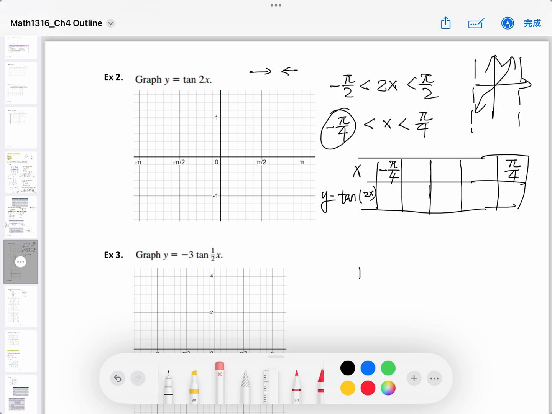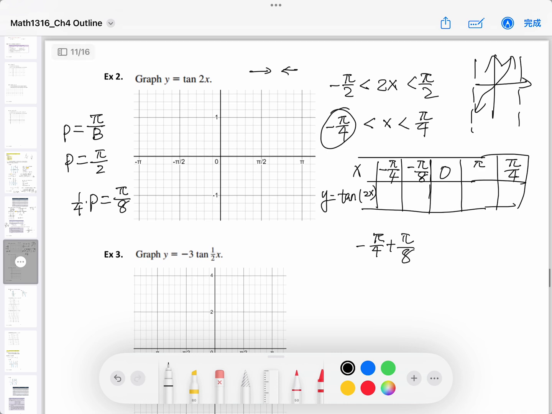So what is the period? Do we know? Yes, the period is P equals pi over B. B is 2, so P is equal to pi over 2. How about 1/4 times P? Pi over 2 times 1/4 is pi over 8. So based on the negative pi over 4, plus pi over 8, it is negative pi over 8. Then negative pi over 8 plus pi over 8 is 0, plus pi over 8 is pi over 8, plus pi over 8 is pi over 4. Okay, we found all of the x values.